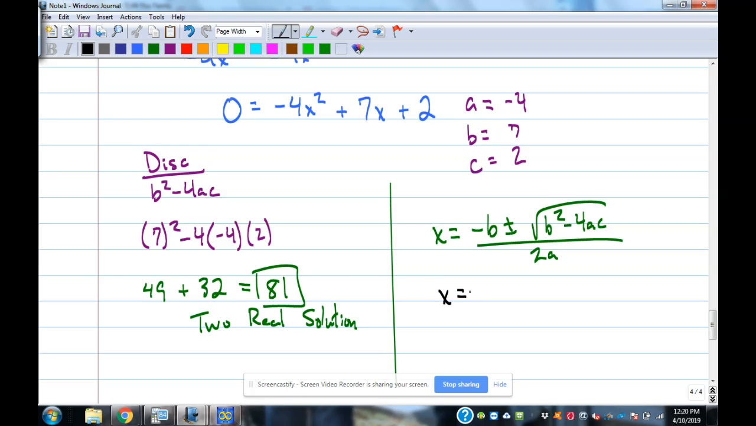All right. -b, so that'd be -7 plus or minus the square root of 81 over 2 times -4. I'm plugging in the stuff I know. I know b is 7, so -b is the opposite of that. So that's -7 plus or minus the square root of 81. I got that from over here where I did the discriminant. That's always what's going to go underneath the square root, your discriminant. And then on the bottom, 2 times a, which was -4 for me. Okay?